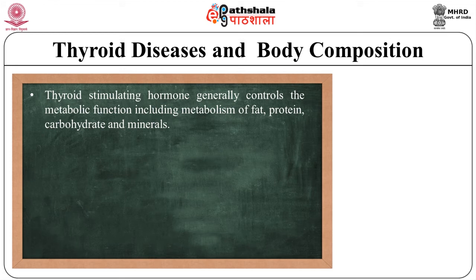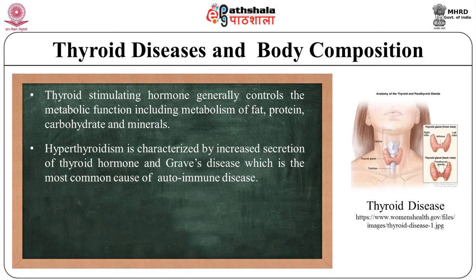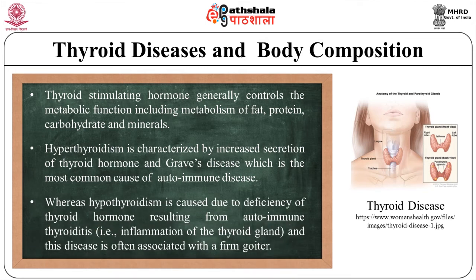Thyroid stimulating hormone, TSH, generally controls the metabolic function, including metabolism of fat, protein, carbohydrate and minerals. Hyperthyroidism is characterized by increased secretion of thyroid hormone, and Graves' disease is the most common cause, an autoimmune disease, Beers and Berkow 1999. Whereas hypothyroidism is caused due to deficiency of thyroid hormone resulting from autoimmune thyroiditis, that is inflammation of the thyroid gland, and this disease is often associated with a goiter.